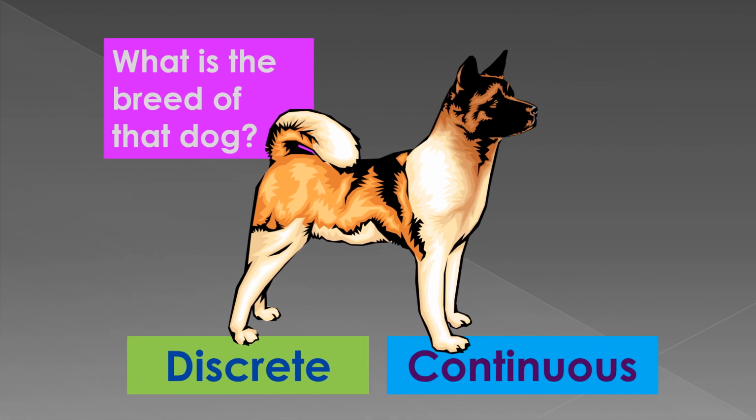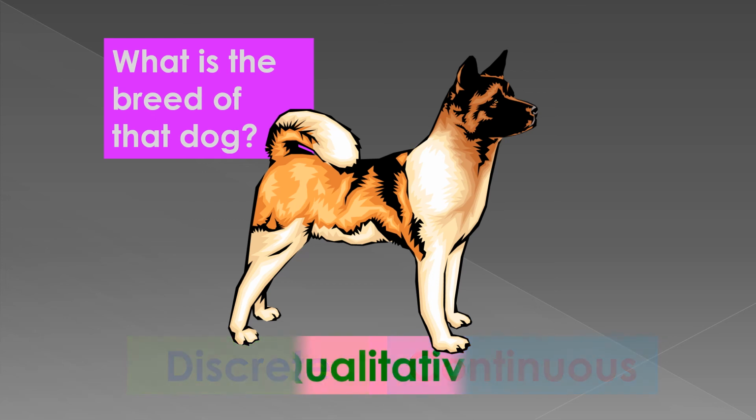And what is the breed of that dog? This one you need to think. What is the breed of that dog? So aside from discrete and continuous, we have other types of data. Oops, it's not discrete, it's not continuous, but it's qualitative because it's asking about the breed of the dog.